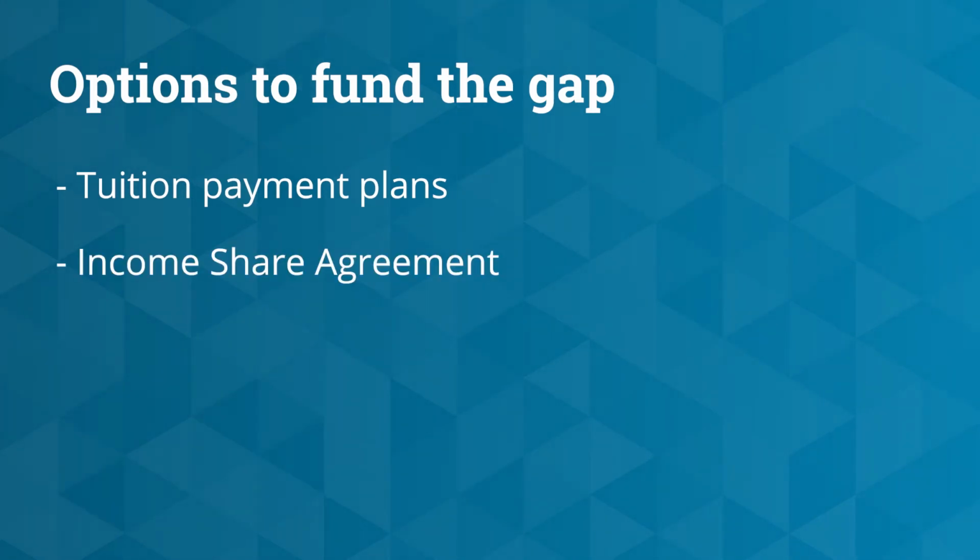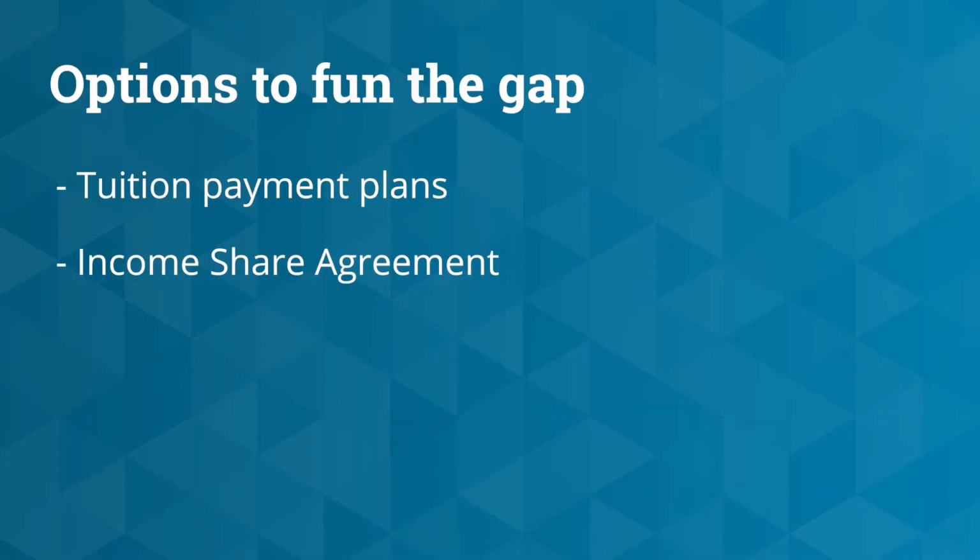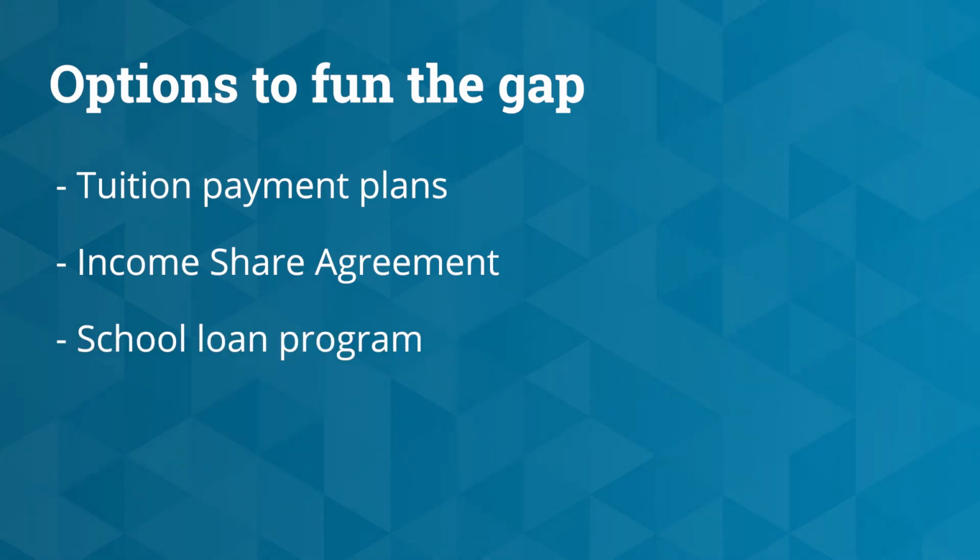Another option the school may provide is an income share agreement. These funds allow students to pay for college on the back end. Once they complete their program, get a job, a percentage of their future wages will be used to repay these funds. Not all schools offer income share agreements. They are all different. So make sure that you understand the terms, the conditions of these agreements. Some schools also offer their own loan programs in addition to other loan options that are available to you.